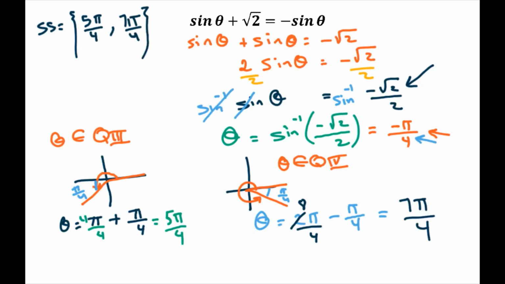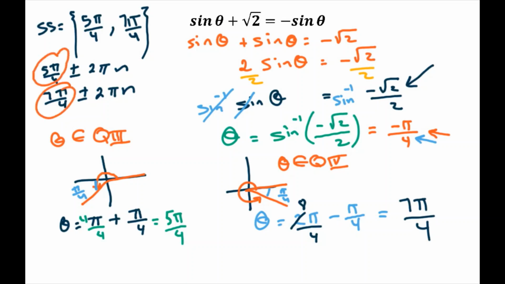And if we did not specify from 0 to 2 pi, you would say 5 pi over 4 plus or minus 2 pi n, or 7 pi over 4 plus or minus 2 pi n. One more time, n is a number. If it is 0, then you are taking only these two. If it is 1, then you will take this plus 2 pi or minus 2 pi, and so on.